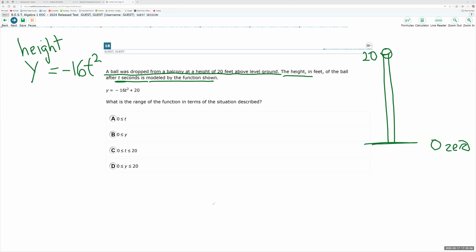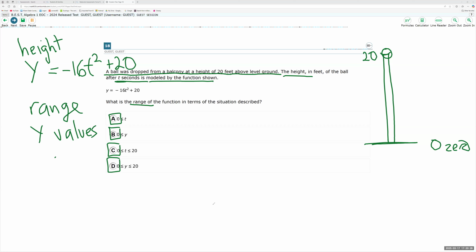And so plus 20, which is the height. So the range is the values of y. So range is the y values for the function. We can see from the choices that all values begin at 0, because at the beginning, when we're graphing the height of 20, at that time before the ball is dropped, the time x is 0. So of course we have to start at 0, right?